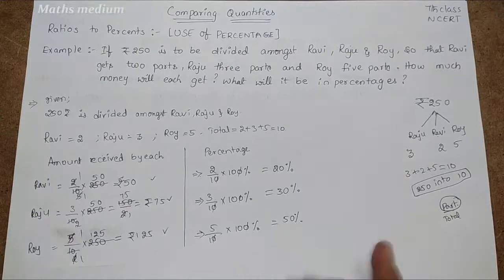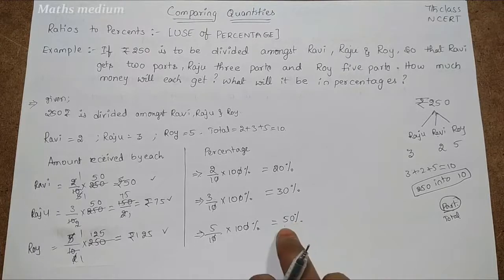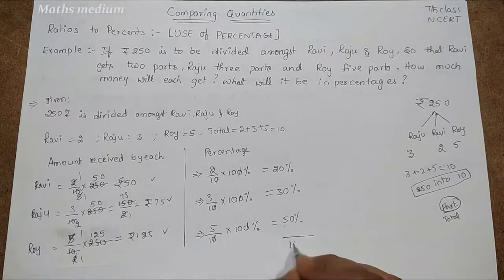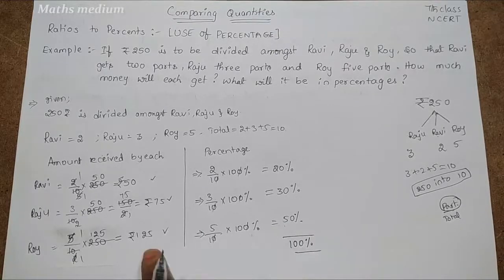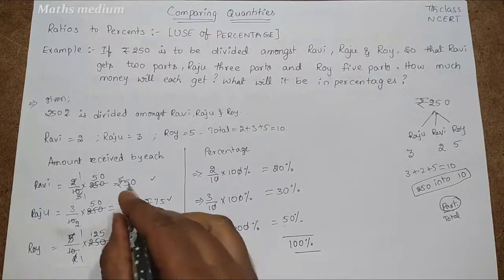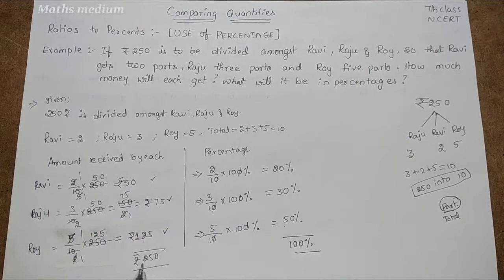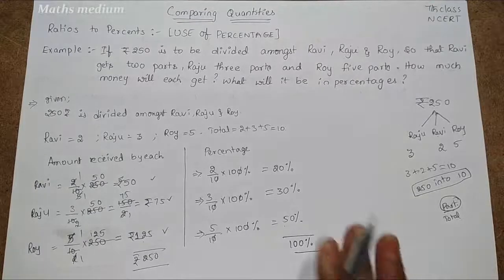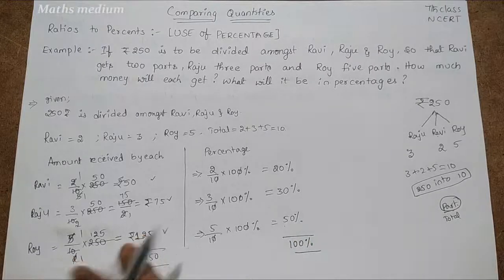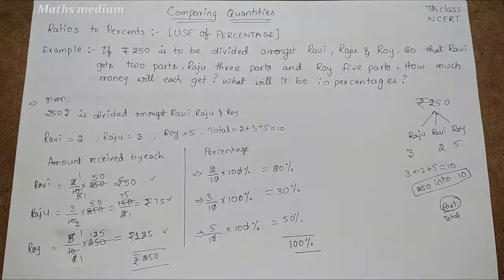If you want to check this, 20 plus 30, 50, 50 plus 50, 100. It means 100%. See, this is 100%, right? Also 75 plus 125, we get 200 plus 50, 250 rupees. So this is also correct. If this is 250 rupees, this is 100%. Absolutely, this is the right procedure to find how much amount is received by each one and how much percentage each one gets. I hope you understand about this session.